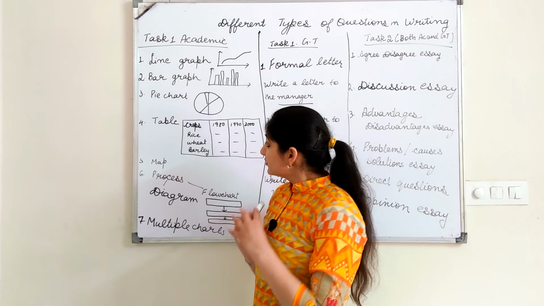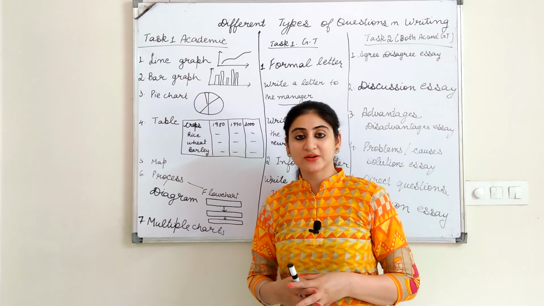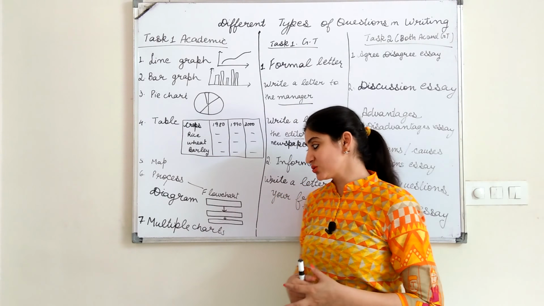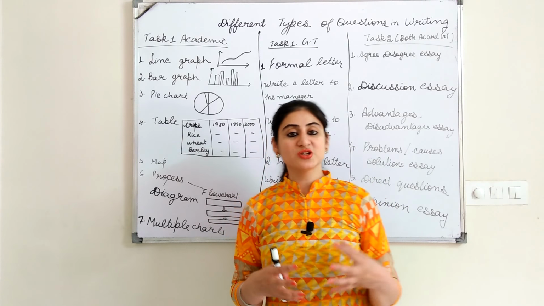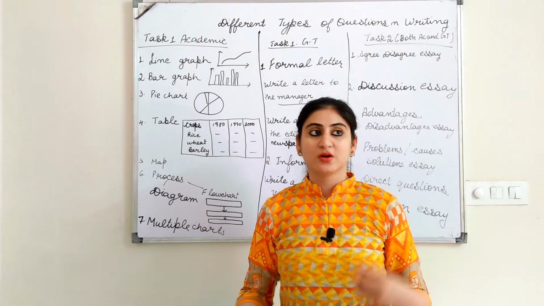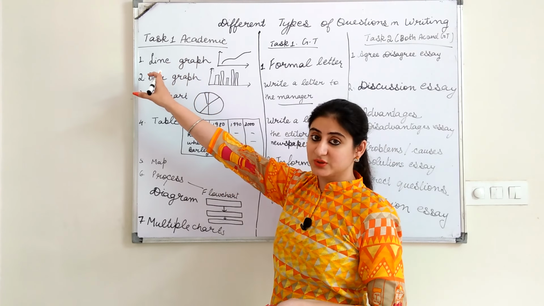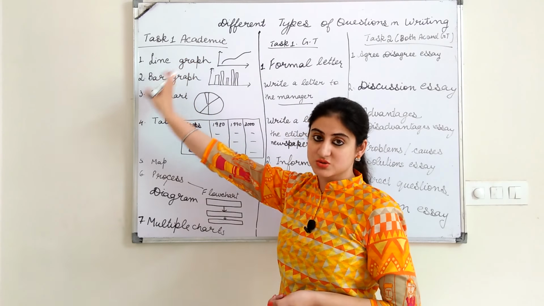And in the exam, the test takers don't always get just one kind of chart, they can get multiple charts also. Means there can be combination of charts in the exam, for example line graph and table, bar graph and pie chart, and they can get more than one line graphs also or more than one pie charts also.